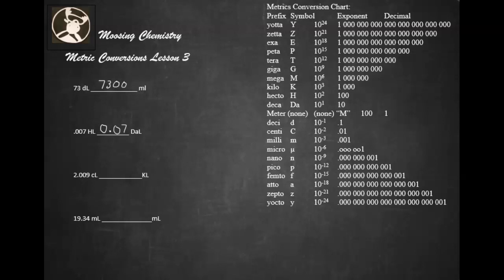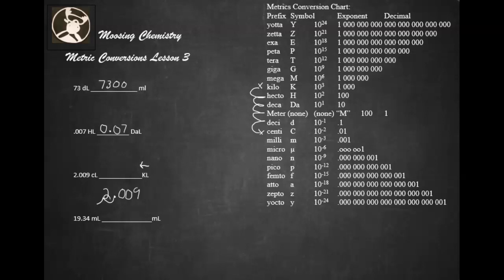2.009 centiliters to kiloliters. Okay, first thing we need to do is write down the number. So centiliter has the number, and we're going to go to kiloliter, which is right here. Okay. Which one's larger? A centiliter or a kiloliter? Obviously the kiloliter is. So let's count this. 1, 2, 3, 4, 5. We're going to move the decimal 5 places to the left.